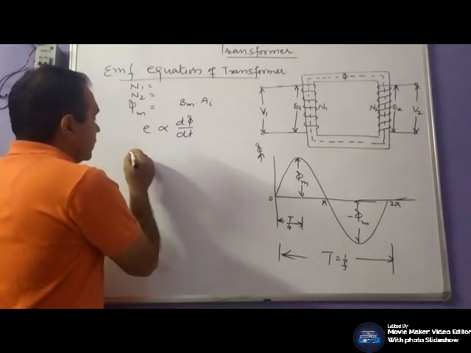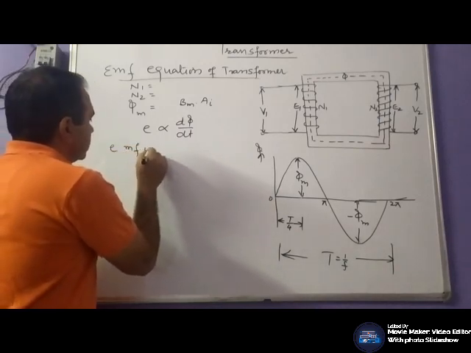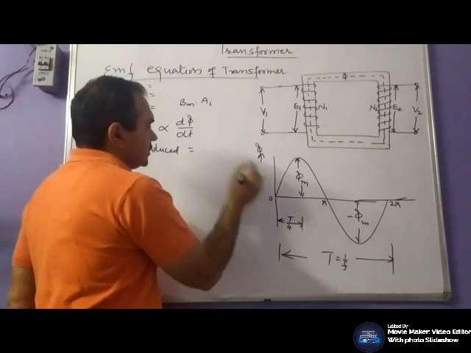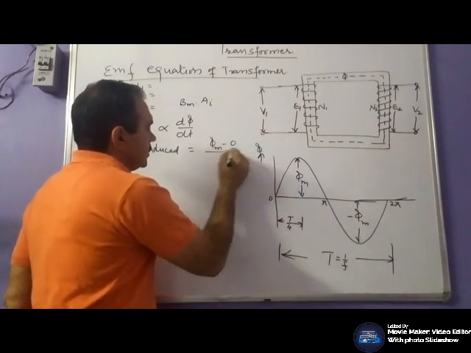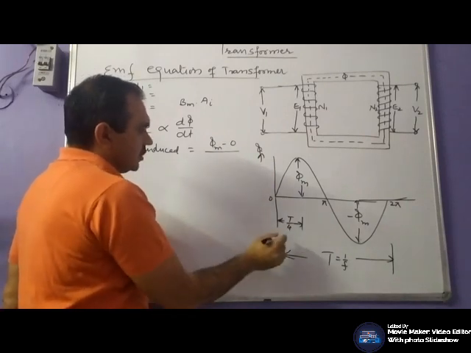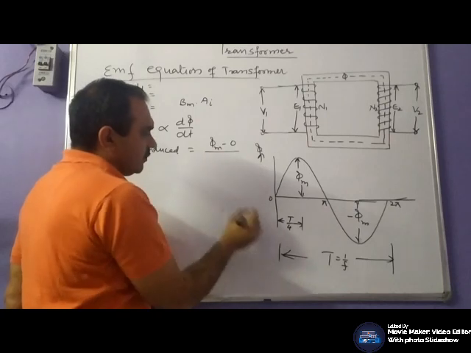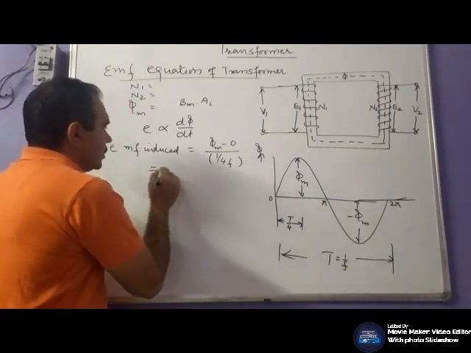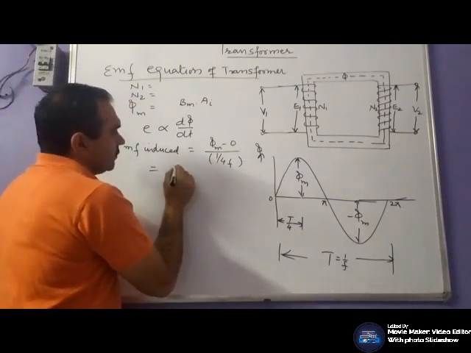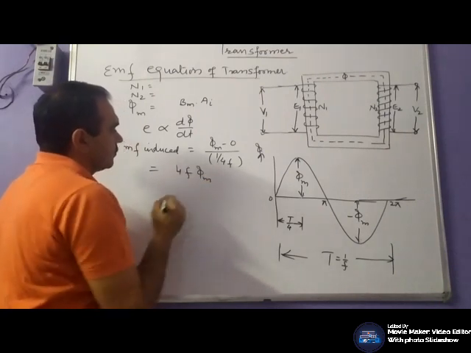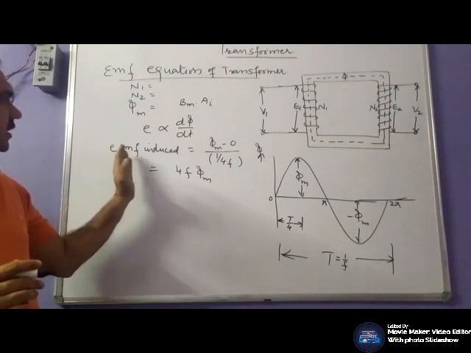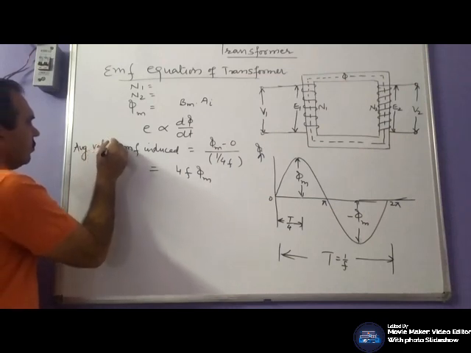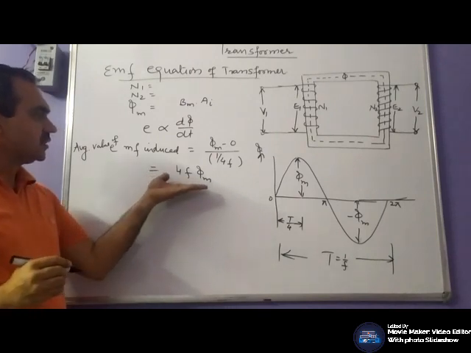So what would be the EMF induced? Change of flux is phi m minus 0. Change in time is 0 to T by 4, so T by 4 minus 0 is T by 4, or T by 4 we can represent as 1 by 4f. So EMF induced is phi m divided by 1 by 4f. So this is the induced EMF, the average value of induced EMF. Value of EMF induced is 4f phi m.